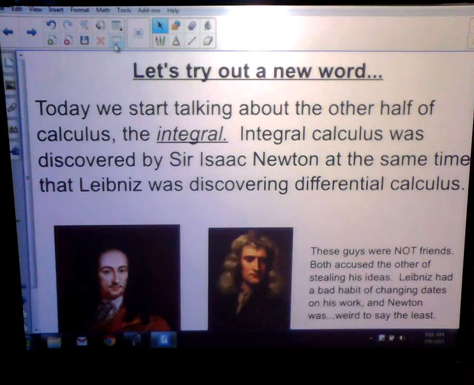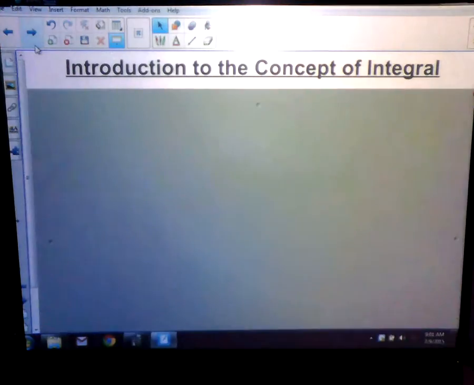Today we start talking about the other half of calculus, which is the integral. There's differential calculus, which is derivatives, and there's integral calculus, which is integrals. Integral calculus was discovered by Sir Isaac Newton at the same time that Leibniz was discovering differential calculus over in Germany. Surprisingly, these two were not friends, and Leibniz claimed that he invented it first, but he changed the dates on his paper, so we don't know, and Newton was bizarre. Anyways, let's get into this.